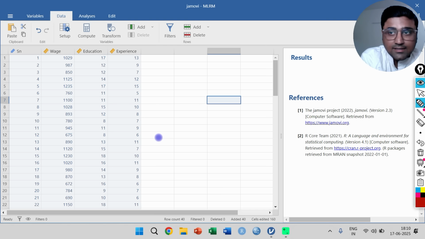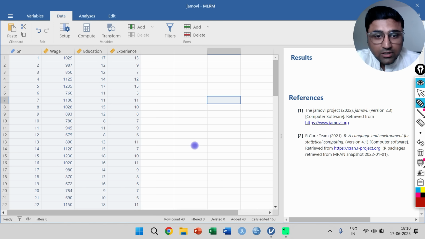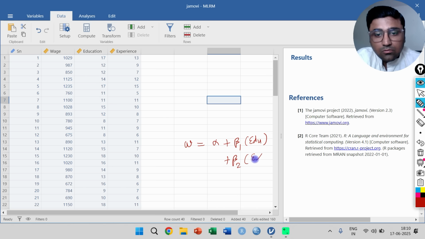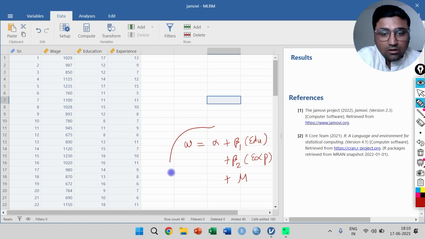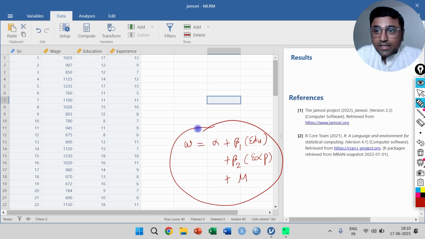So how do we write the model? So model can be written as wage rate is equal to alpha plus beta 1 education plus beta 2 experience plus error term. This is our model, multiple linear regression model.